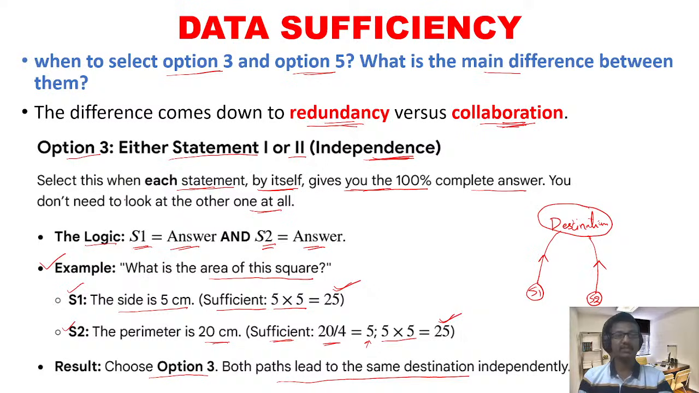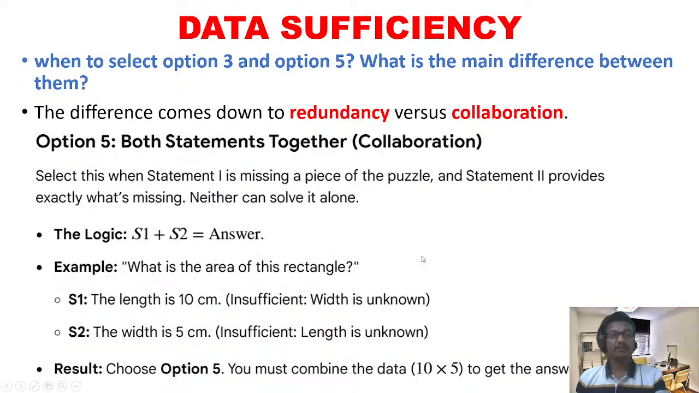In such a case, you should choose option 3. Either statement 1 or statement 2 is sufficient for deriving the answer. This is very, very important. Now let us look at an example for option 5. Option 5 is about collaboration. That means both statements together provide the answer. When both are together, we say that they collaborate with each other.